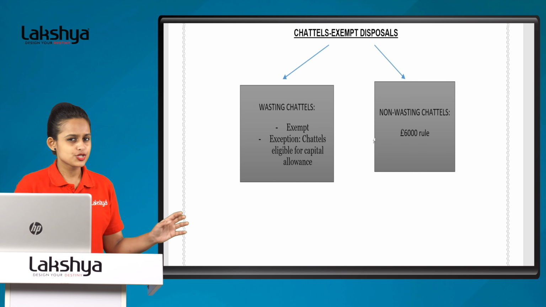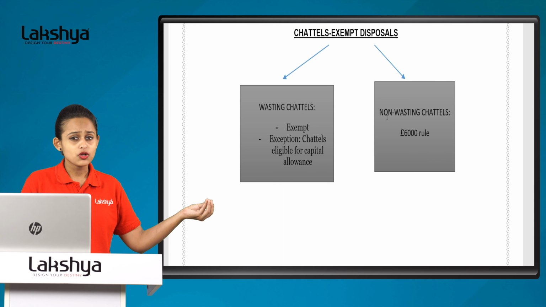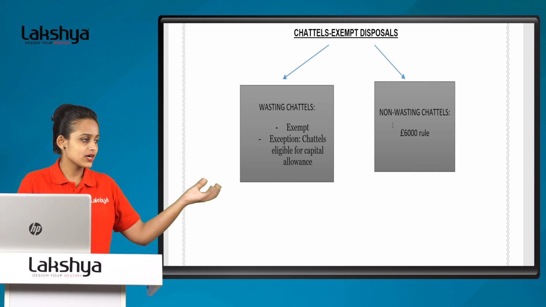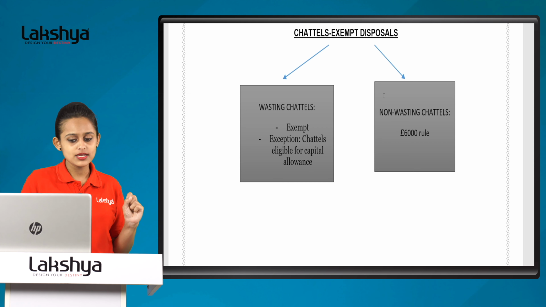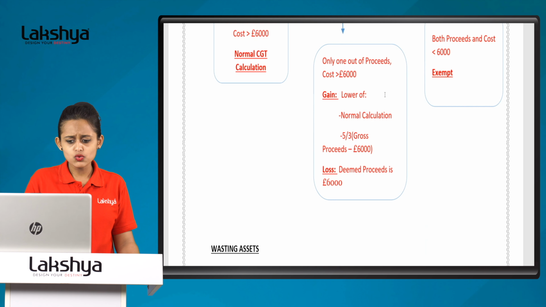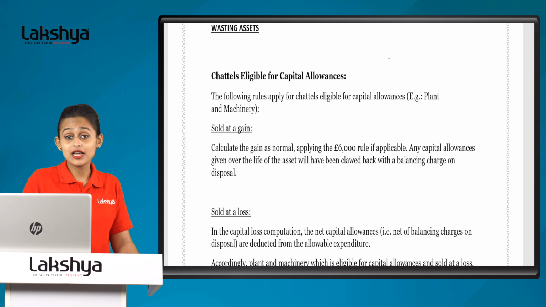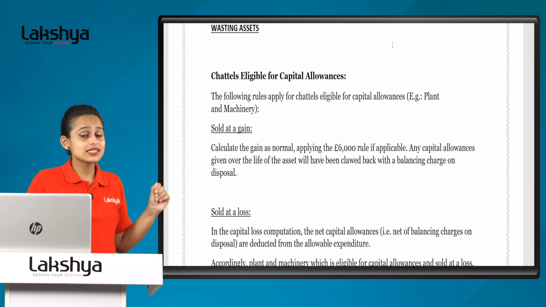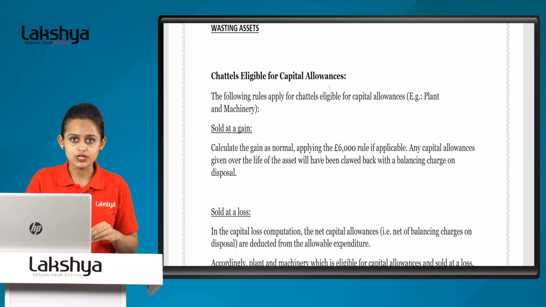So if you take a look at this chart, we have already considered non-wasting chattels. We did a few questions. Now, in wasting chattels, we know all wasting chattels are exempt except for chattels eligible for capital allowance. So let's see the rules for the chattels eligible for capital allowance. One example of a chattel that is eligible for capital allowance is plant and machinery.